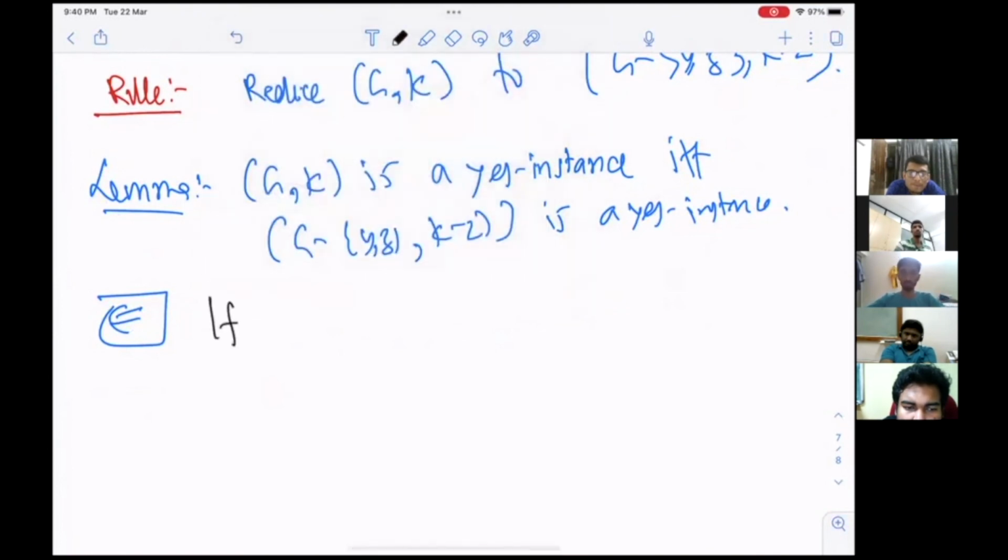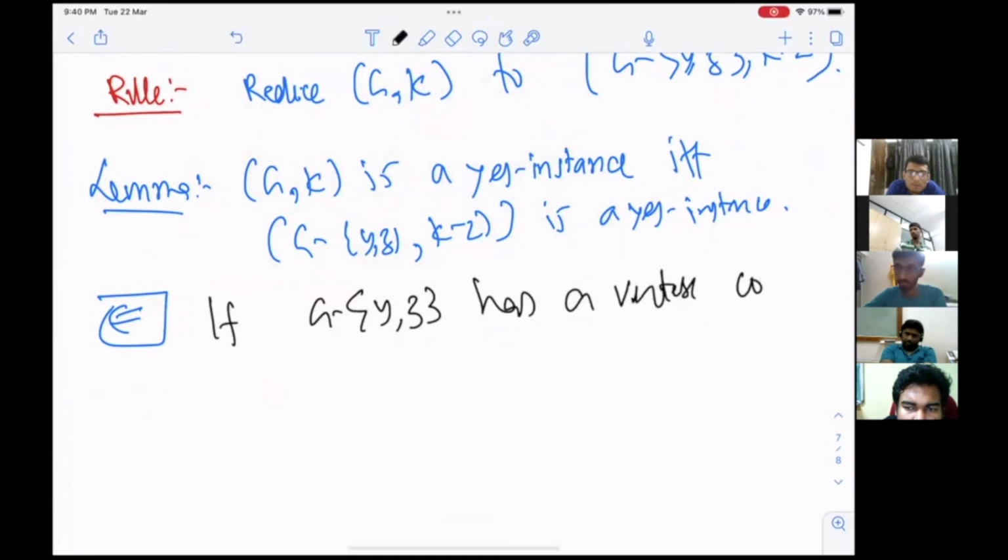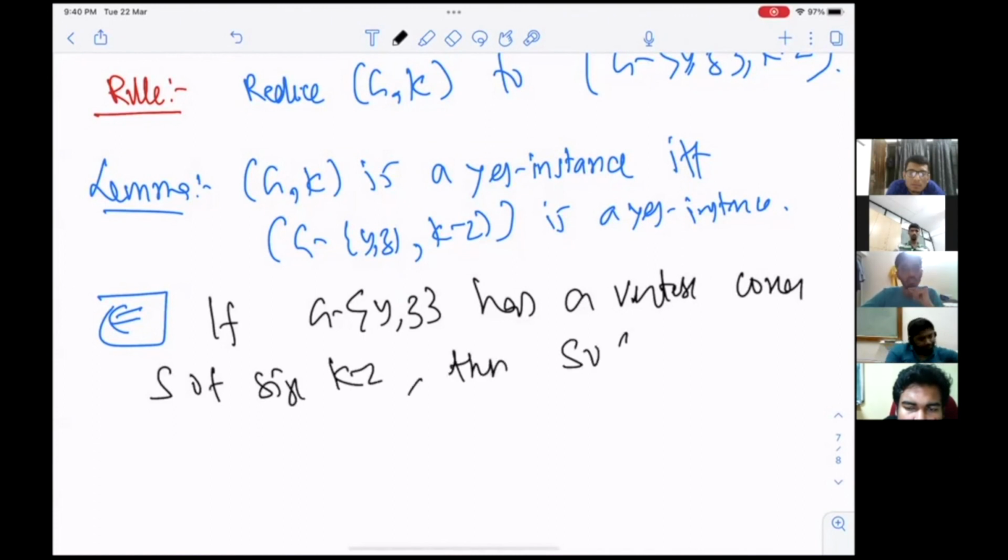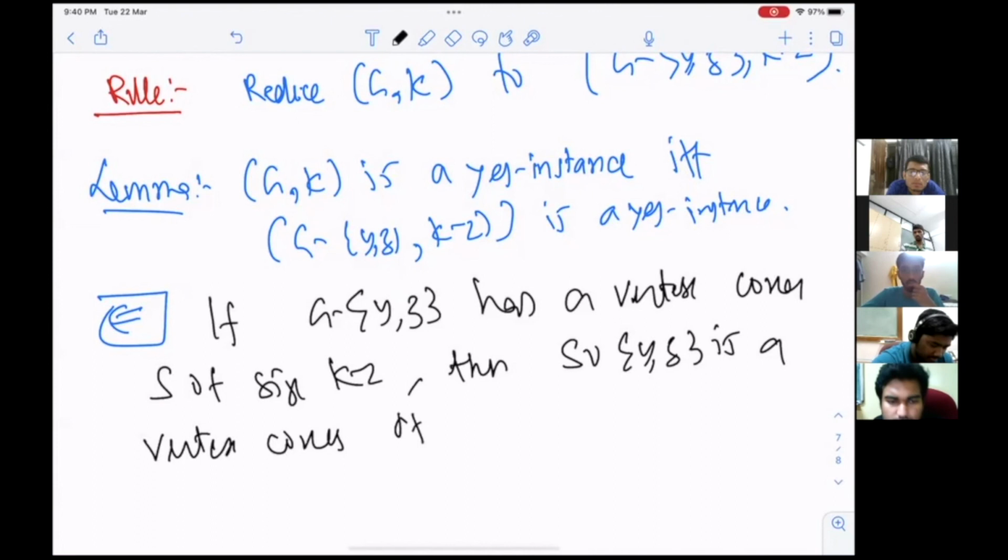If G minus {Y, Z} has a vertex cover S of size k minus 2, then S union {Y, Z} is a vertex cover of size at most k for G. Does anybody have any doubt?